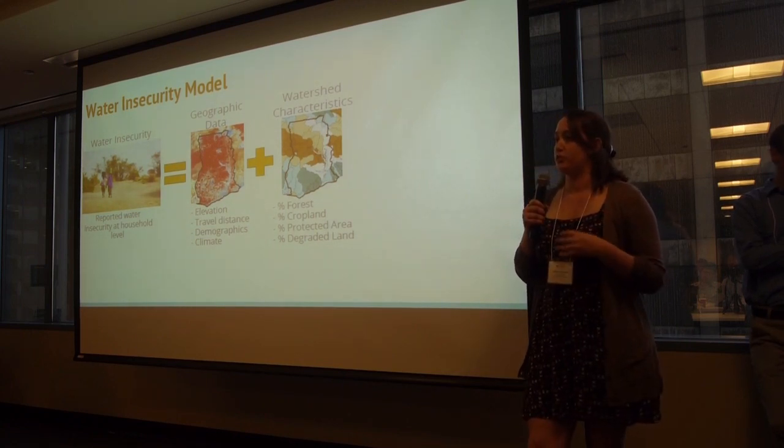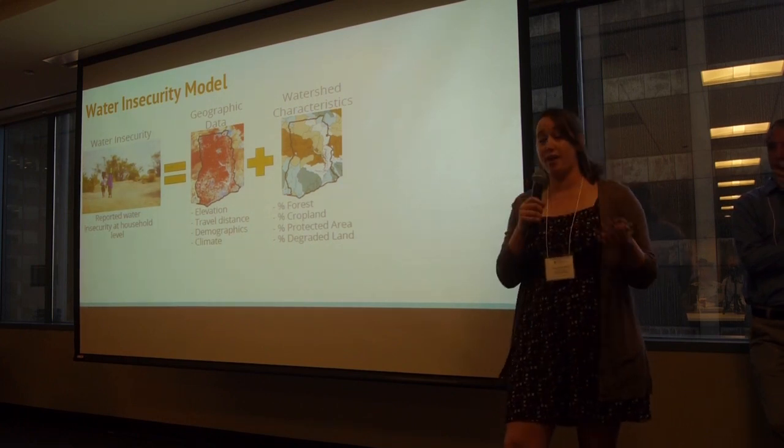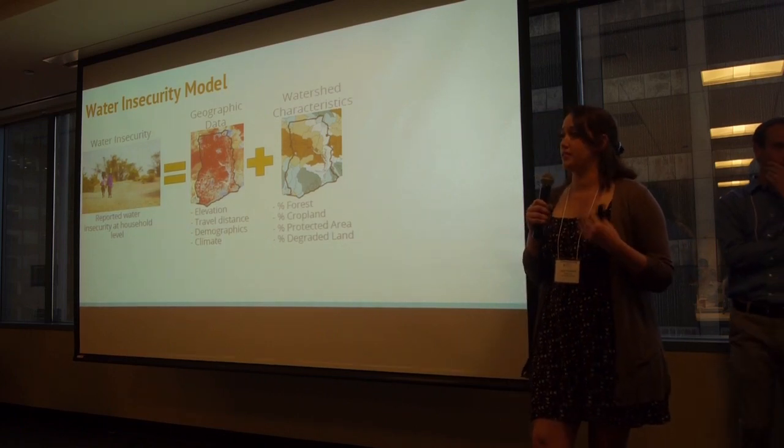With this map, users can look at which areas are more likely to experience an event where they don't have enough water, and in which months this would happen.